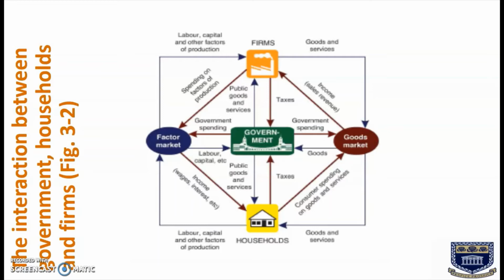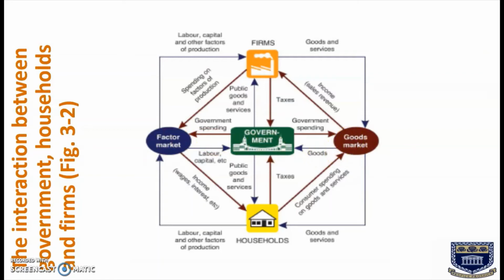The interaction between government, households, and firms. If you remember very well, in the previous chapters we did provide a brief explanation of this diagram. However, we'll explain it in detail in this video. So the government is involved in both the factor market and the goods market, where it purchases factors of production from the factor market and goods and services from the goods market.